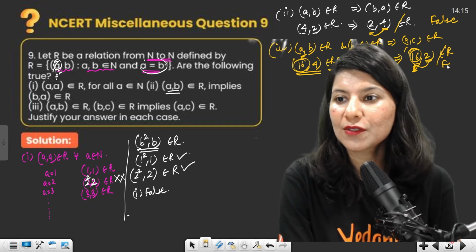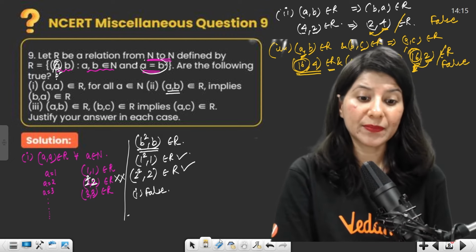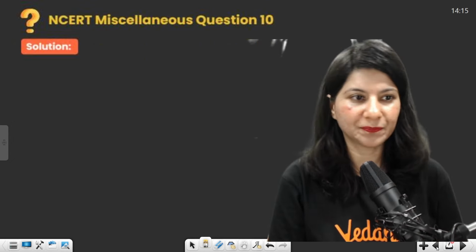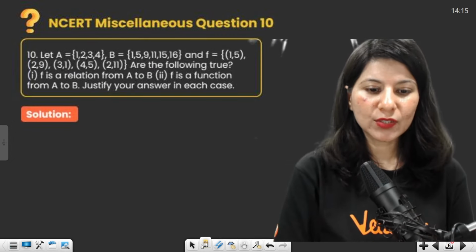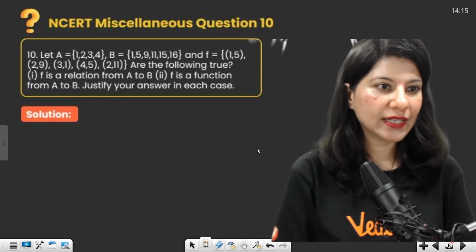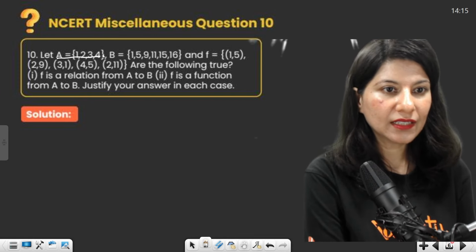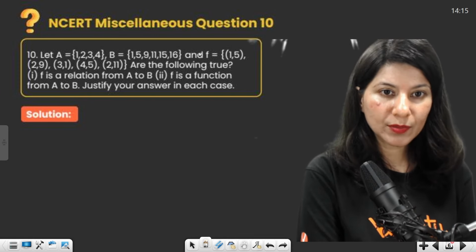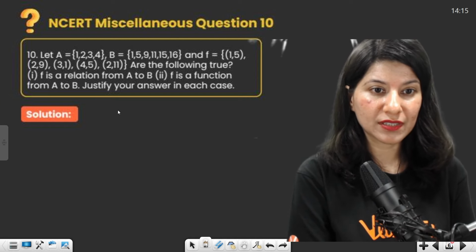Right? So that means this is also false. All three statements are absolutely false. Chalo. Next question on your screen. Again, we are having set A, set B, and we have a function.